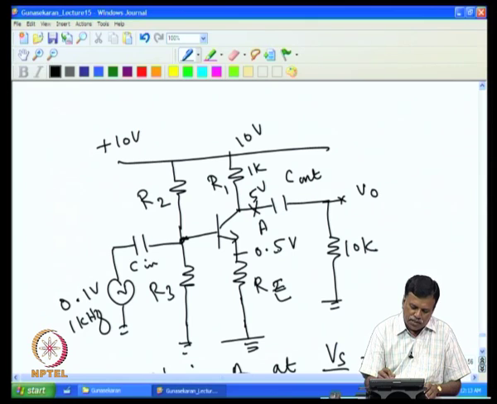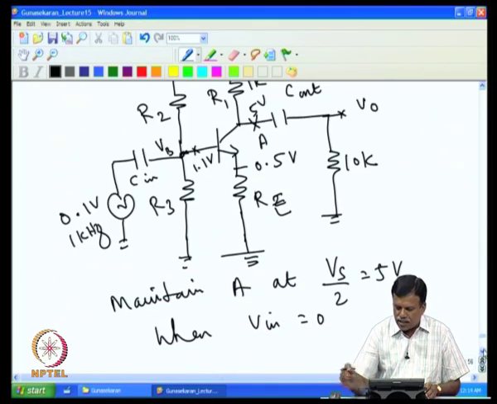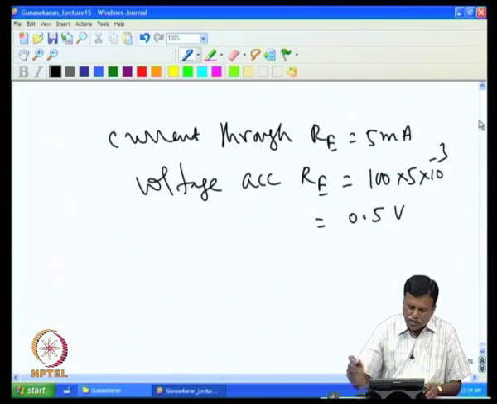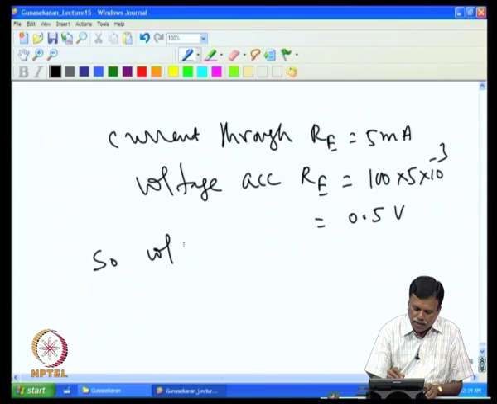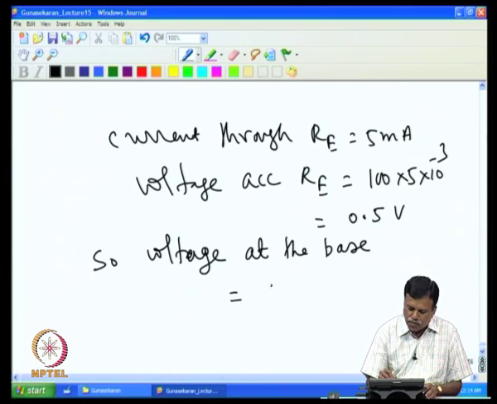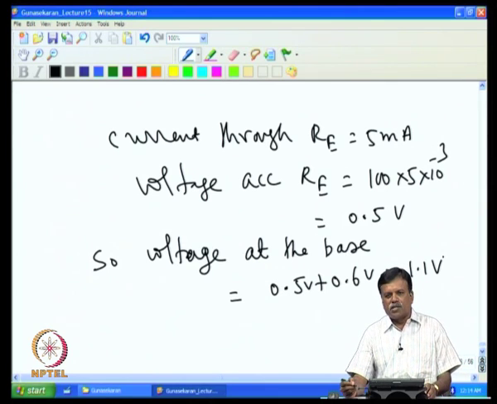Then we know that this is 0.5 and this is supposed to be sitting at 1.1 volt. So, we call this VB, the voltage at the base, which is 1.1 volt. So, the voltage at the base of the transistor is equal to 0.5 plus 0.6 volt, that is equal to 1.1 volt. So, we arrived at the base voltage.